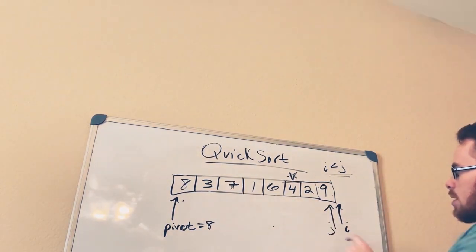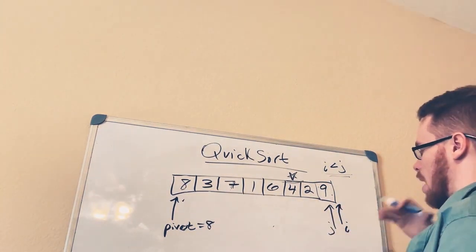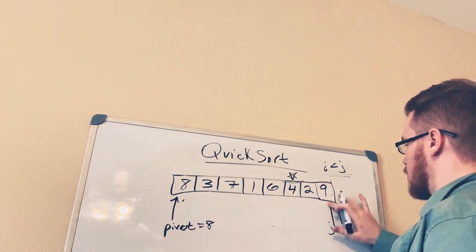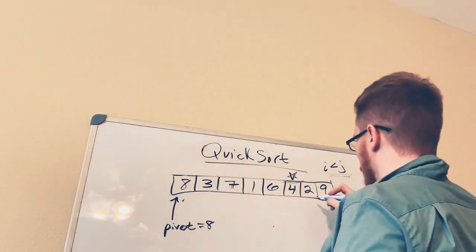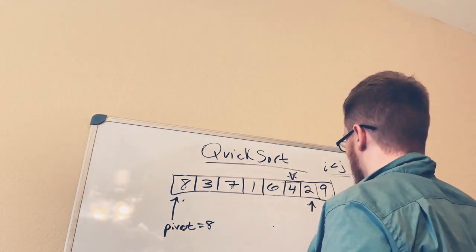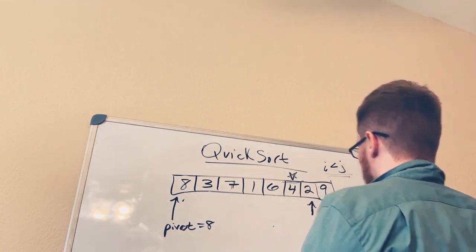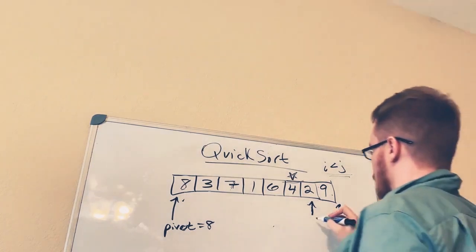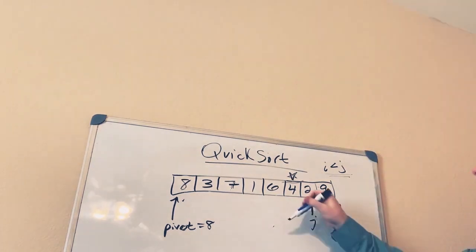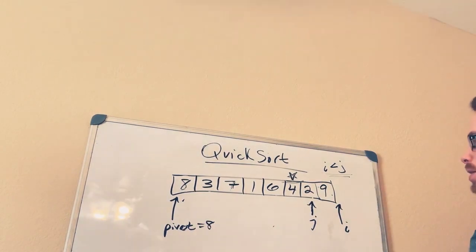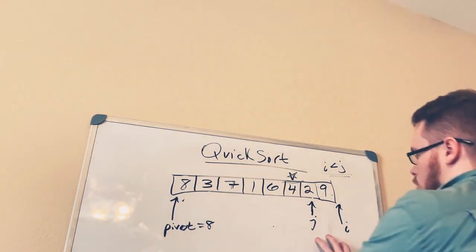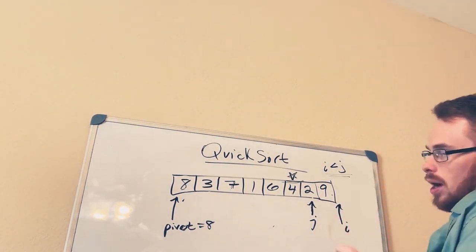Now let's move over to j. For j, we need to take the opposite approach. We need to find something that is less than the pivot value. Pivot value is 8. So let's decrement by 1. Okay, so j is equal to 2. 2 is less than our pivot value of 8. Perfect. Let's swap. No, we're not going to swap.